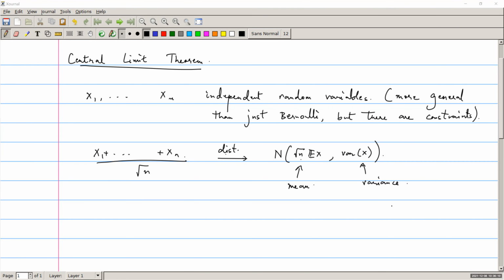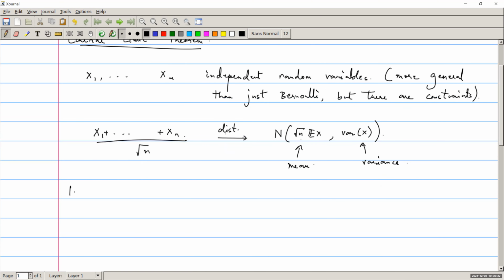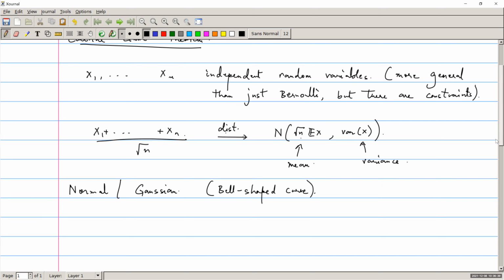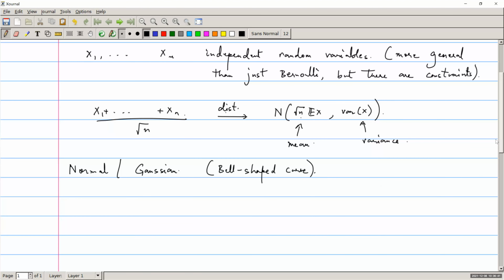So this is not the average, but it's like a scaled version of the average. Now the scaled version of the average converges to something called a normal distribution. The normal distribution is also called a Gaussian. This is the typical bell-shaped curve that, because of the central limit theorem, appears all over the place.